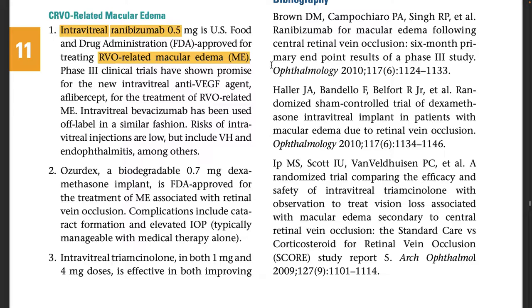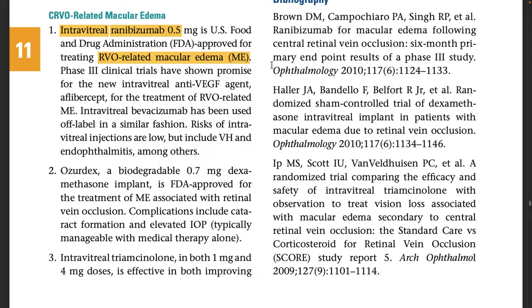For RVO-related macular edema, the treatment is like this: you either give bevacizumab if he has less money, and if he has more money, you can give Lucentis, ranibizumab. If he has little or no money, you give IVTA, intravitreal triamcinolone. You think it's extraordinarily simple? Trust me, if you're reading six months of retina, this is a conclusion. I'm making it shorter for all diseases at a time.